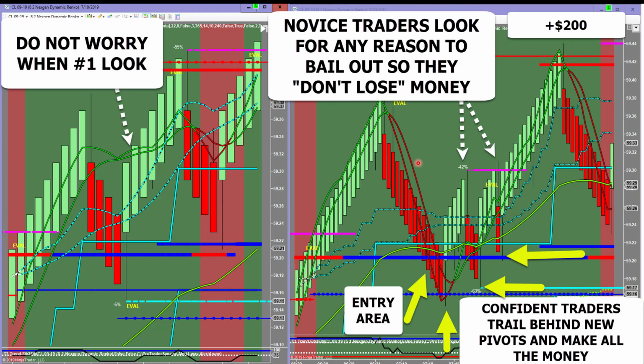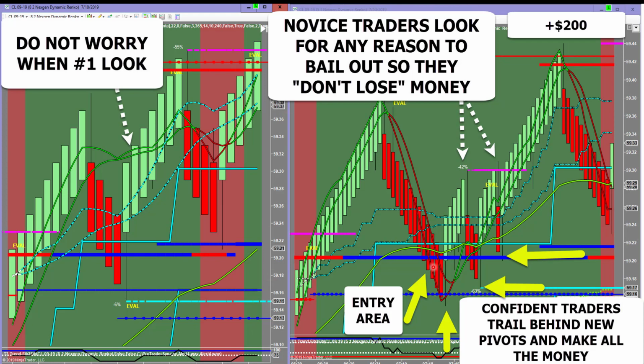This is where the rookies and the novice traders look for any reason whatsoever to bail out of their trade. They say, oh, there's divergence. So they get out with 2 bars down, only to watch the market go back up. And so they jump back in at the wrong price, and they say, uh-oh, pivot stop out, and they jump back out again. And then they lose a little more money, only to watch it run up to the target. So this is the difference between the novice traders and the experienced, confident traders with our software.